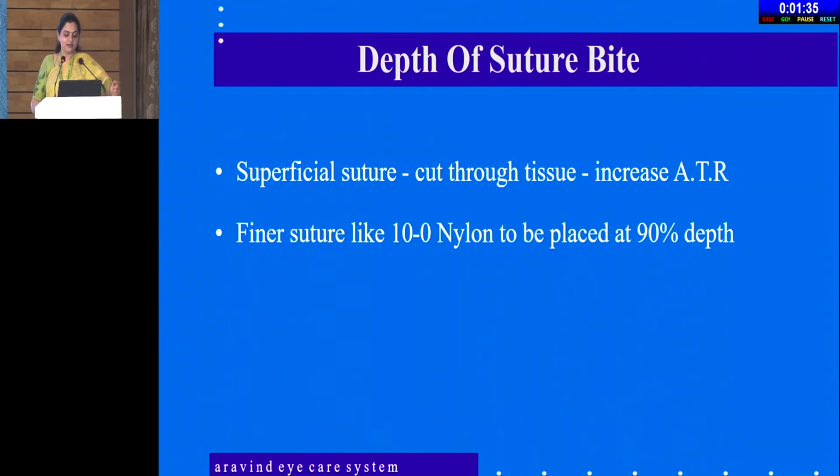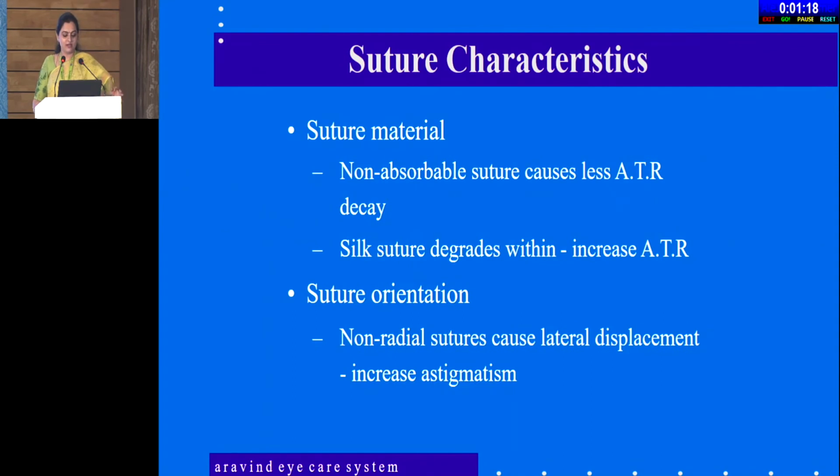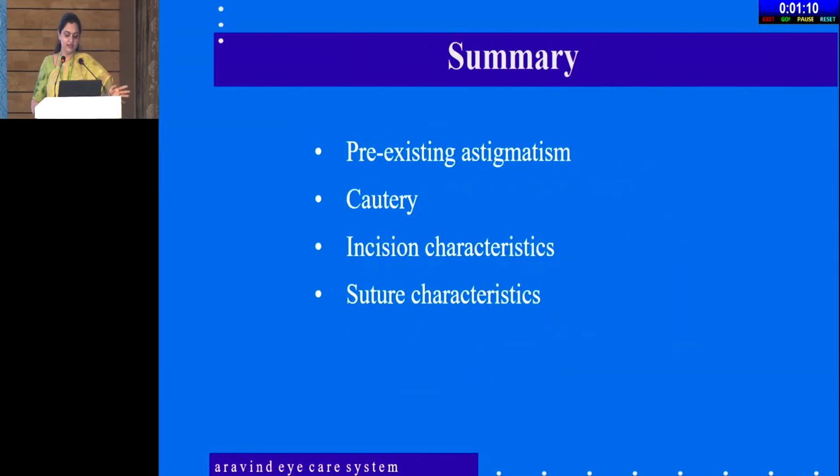And using tenno nylon sutures, non-absorbable sutures, is more helpful, because when you use an absorbable suture, it's going to degrade, and again, it is not going to be effective. It takes at least about 3 weeks for your wound to approximate and to give you the best outcomes. So the suture has to last that long. Again, suture orientation has to be radial sutures. You cannot have non-radial sutures. It has to be radial sutures.